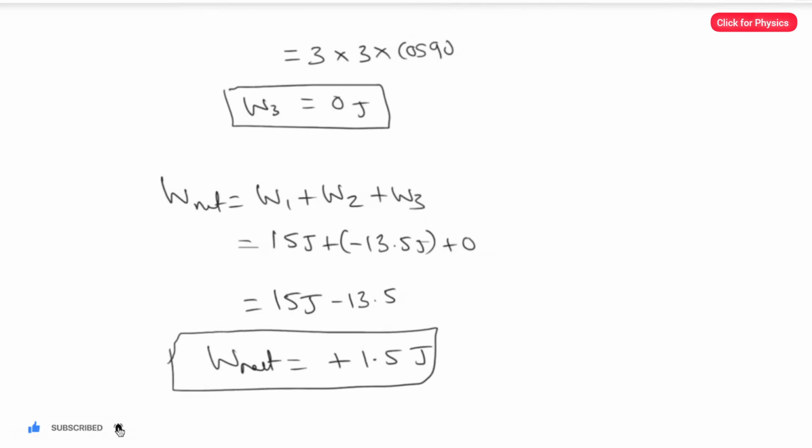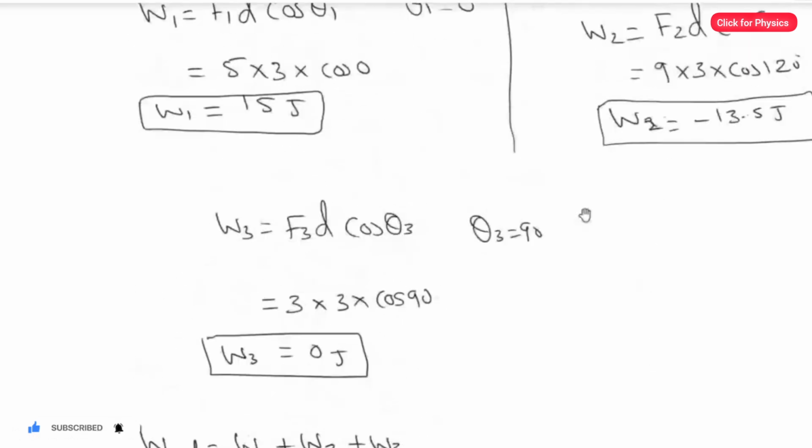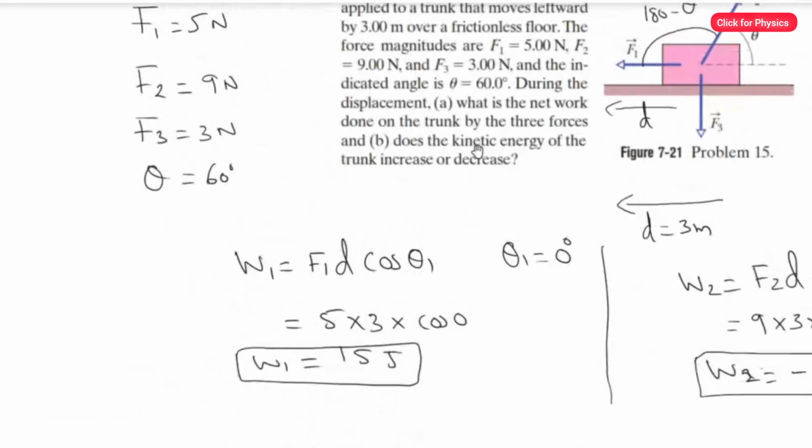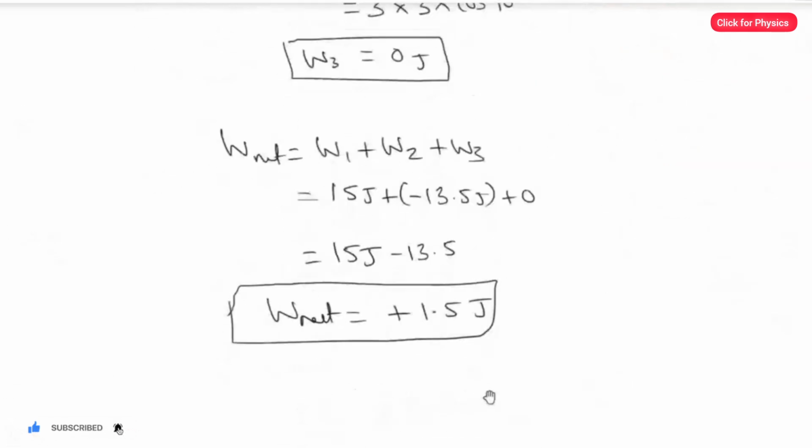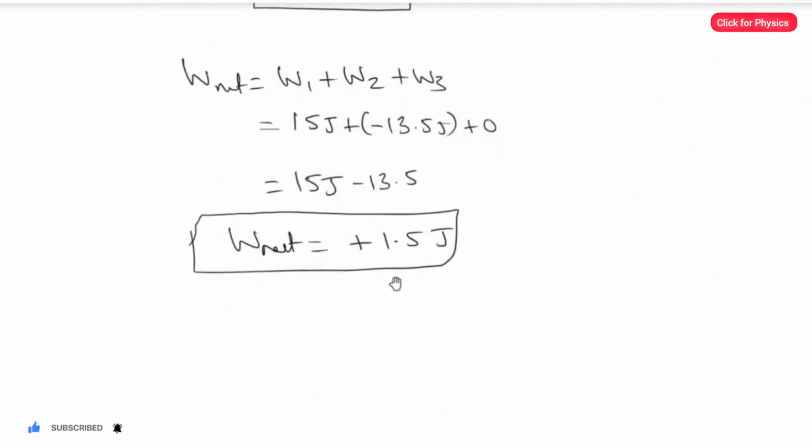So the answer for the net work done is positive 1.5. Now, what I told you, we have to answer the second question. What they asked in the second question is: does the kinetic energy of the trunk increase or decrease? What I told you earlier is that the answer for the second question depends on the answer for the first question. So let's go back to the answer for the first question. We got 1.5 joules, a positive value. If you get a positive answer, the kinetic energy is increased. If you get a negative answer, the kinetic energy is decreased. So what should be the answer for the second part?